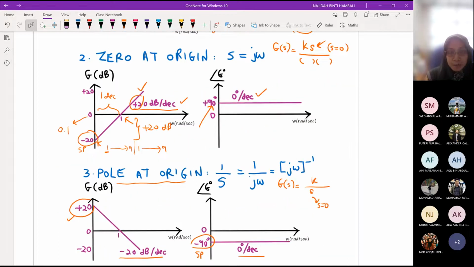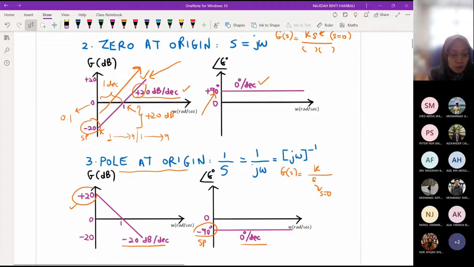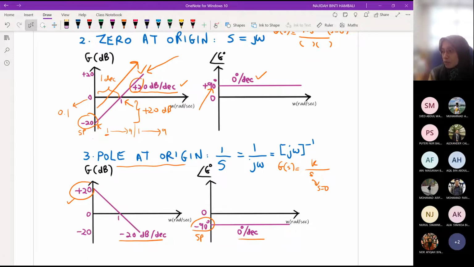For any function, I repeat, for any function at the numerator, excluding constant, the slope must be positive. That is why this line is going upward. It goes upward. Slope positive. While theory number 3 for pole at origin.